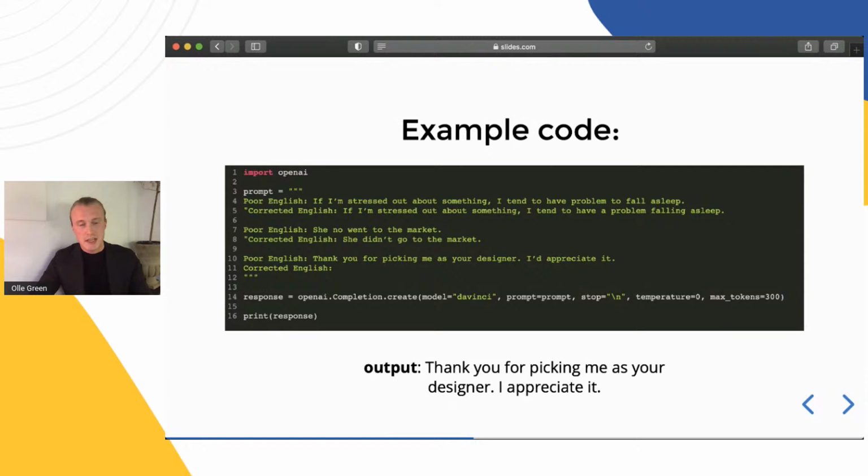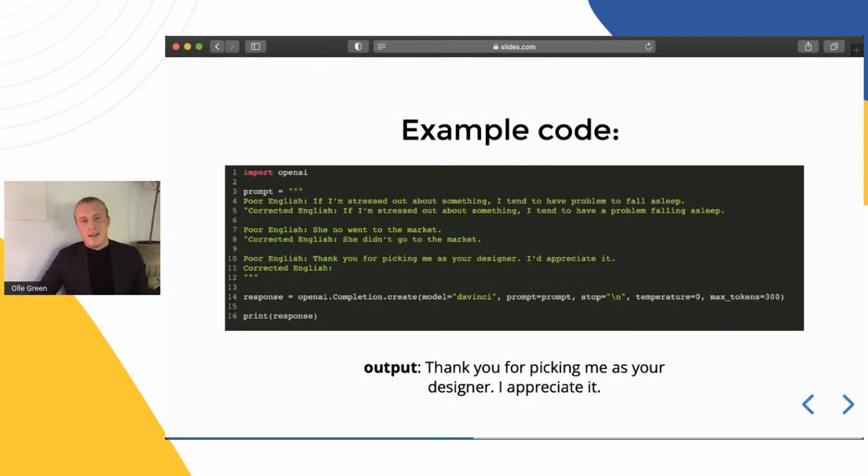So in this case, we just gave it two examples: this is the wrong answer, this is the right answer. And then in line 10 there, the poor English is "Thank you for picking me up as your designer, I'd appreciate it." We see that something is maybe a little bit wrong with "I'd appreciate it" there. But then we ask the algorithm instead of making our own assumptions. So when we generate this, we use the DaVinci model that we will talk about in the next slide. We then generate the prompt, we have a max of 300 tokens, and then we print it. And the output gives us, "Thank you for picking me as a designer. I appreciate it."